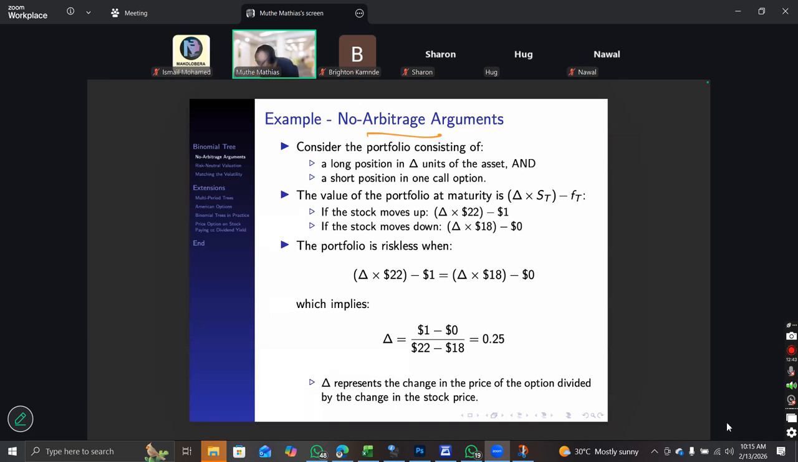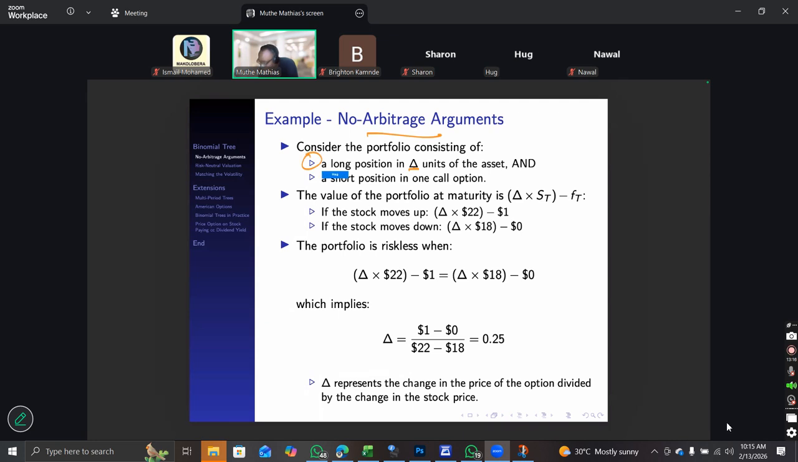So suppose, let's say you have a long position in delta units of assets. This is just a number of units of the asset. Because let's say you hold, for example, 2 units of CRDB stock or of Vodacom stock. So the delta simply represents the number of units, because you have certain units of stock. So this is the first thing.